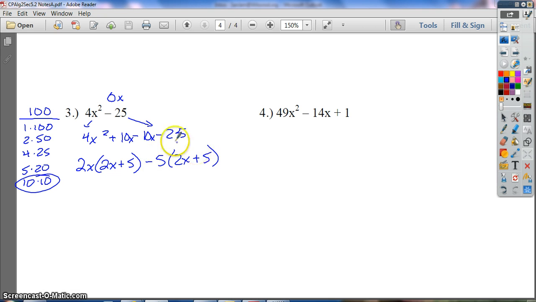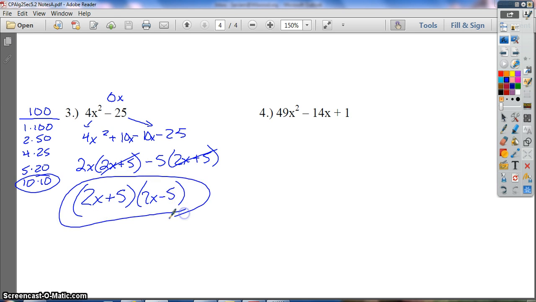Again, distribute back in. Make sure you got your signs right. Yeah, it seems to be okay. The 2x plus 5's match up. And that leaves me with 2x minus 5. Okay? You cannot write that as a 2x plus 5 squared because the signs are different in here. So you have to leave it separate.